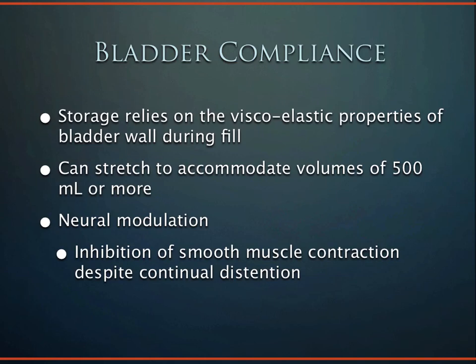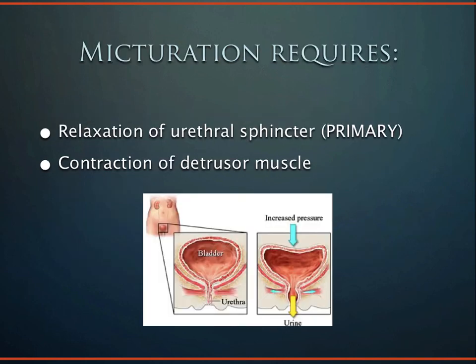And the other thing about the bladder is that its compliance is amazing. It relies on the viscoelastic properties of the bladder while it's filling up. It can expand to 500, 600, 700 cc's. My record in my emergency department is a patient who had 1,400 cc's of urine in their bladder, and it's the inhibition of that detrusor action that occurs through some complex neural modulations that allows that bladder to fill to those gigantic volumes.